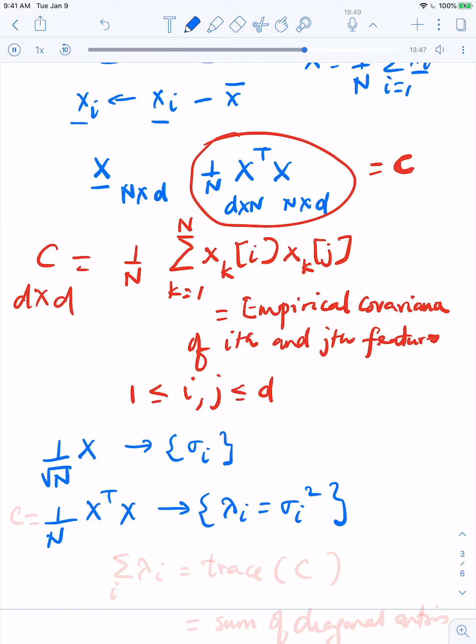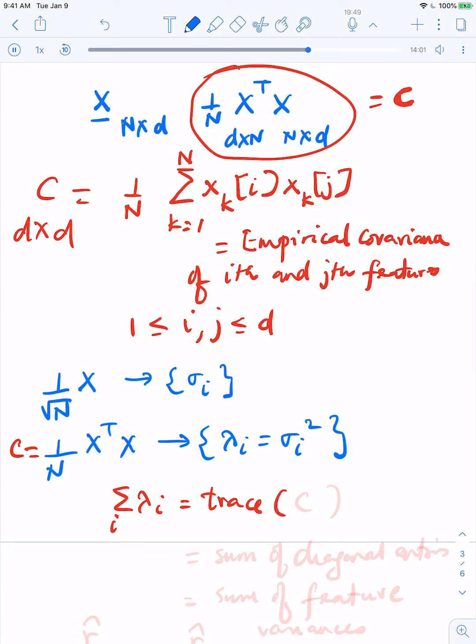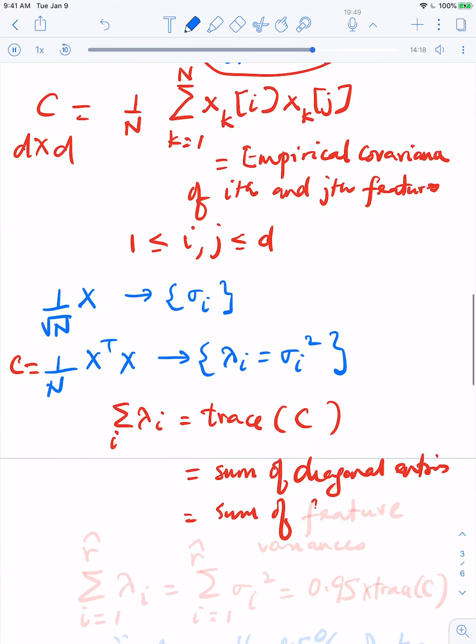So the eigenvalues of, remember, this is the C that I have defined before. The summation of the eigenvalues is actually equal to the trace of C, which is just the sum of the feature variances, the sum of the diagonal entries. So basically the sum of the individual variances of the features.